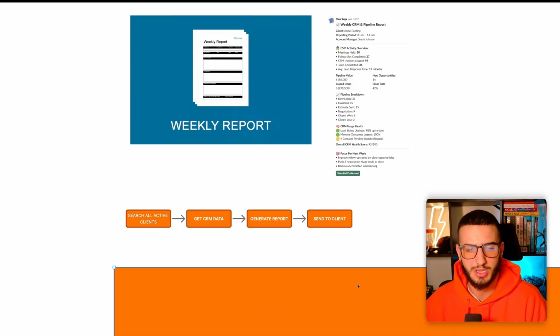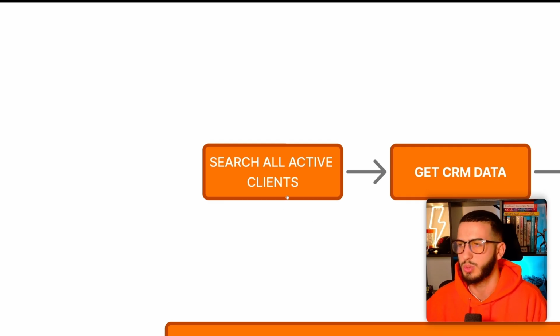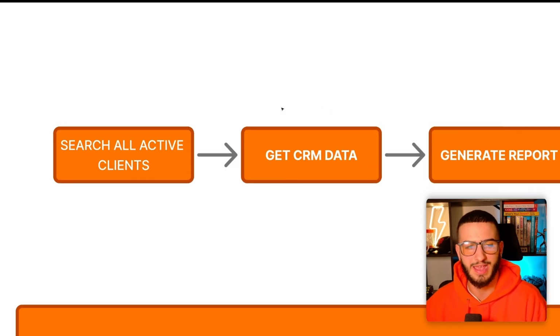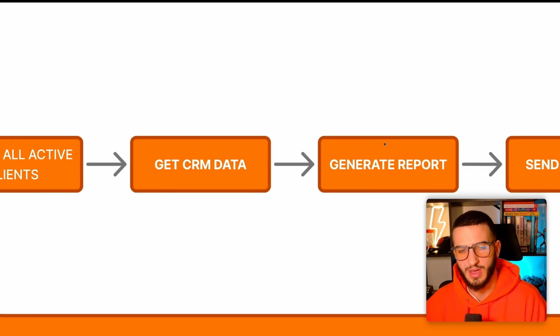And what I recommend for structuring this is very simple. Have a sheet or some sort of list of all your different clients, whether it's on a software or a Google Sheet, it doesn't matter. From there, you get the CRM data for that client. For example, get the pipeline stages, do some sort of scrape within HighLevel. And then from there, generate a mini report.